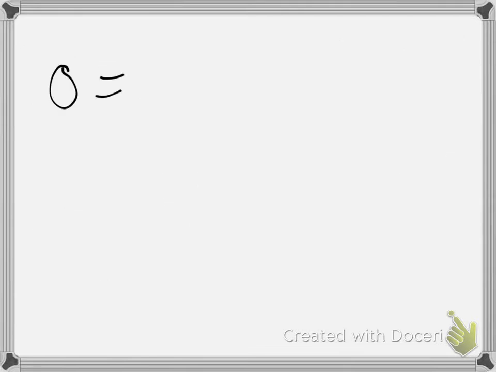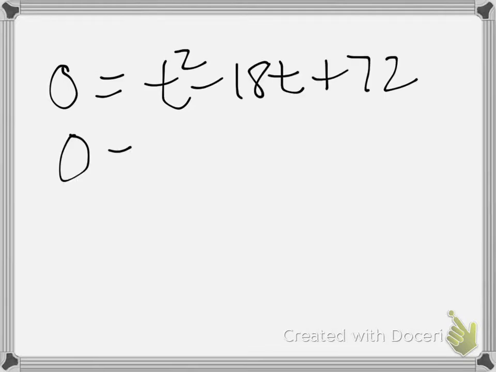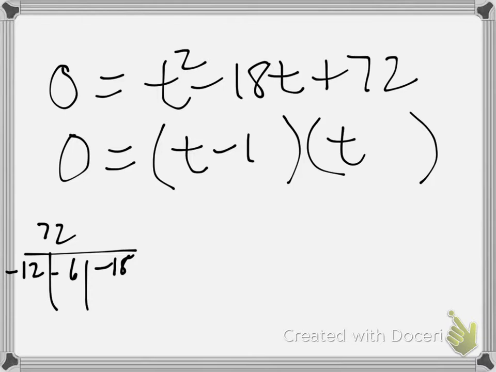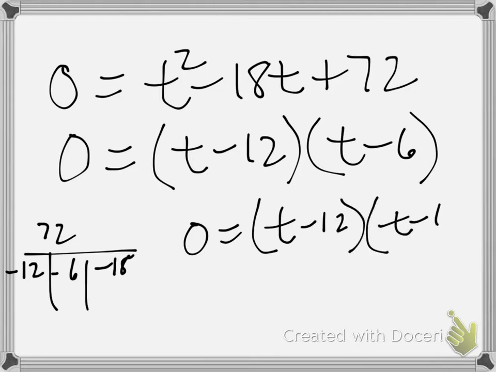Now that you have that, factor it. So two numbers that multiply to 72 and add to negative 18. Well, they're both negative. 12 and 6. Now this is interesting. Hopefully I didn't make an arithmetic mistake here.